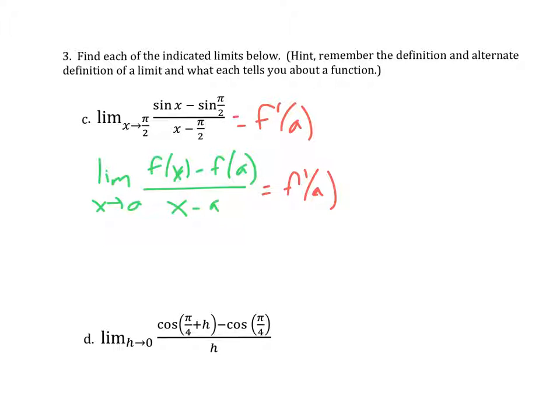So what I need to do is start by recognizing what my function is, because I can't find the derivative at a point until I have a derivative function. So I'm going to start by finding my f of x. In this case, I'm looking at the beginning of it, my numerator in my difference quotient, instead of looking at the end of it. And my f of x is sine x.